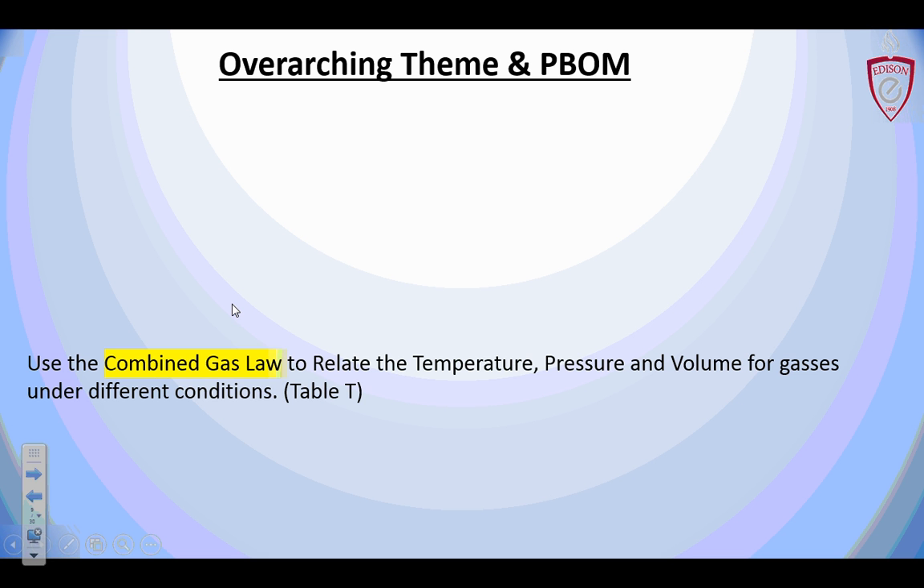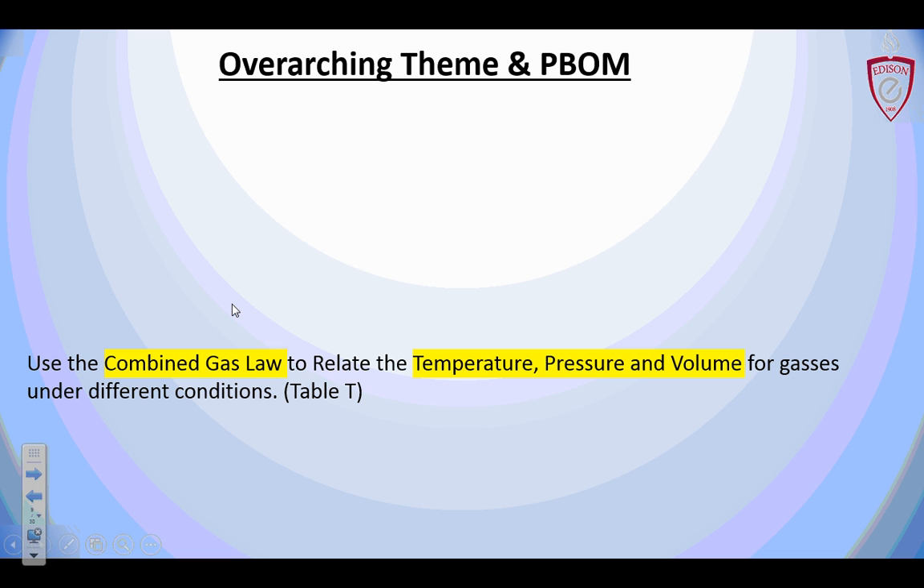It's important. Now we're going to be able to use the combined gas law. We talked about the definition last video. We're going to take all those things and relate them to temperature, pressure, and volume for gases. If one changes, what happens to the others when I hold one constant? We'll be able to play some games mathematically.